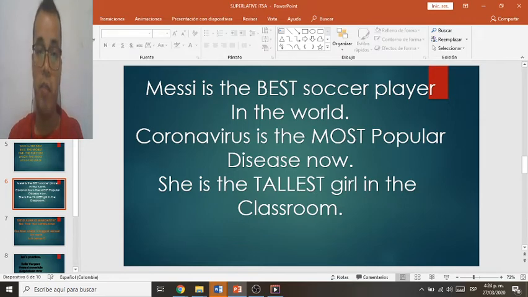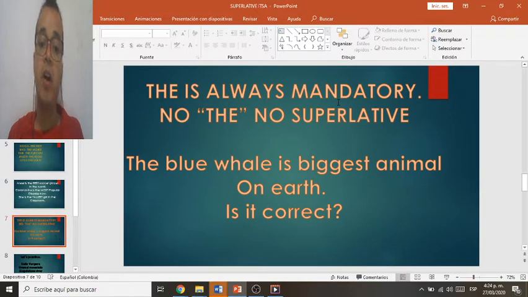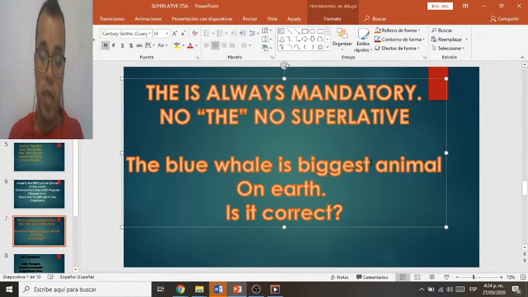Acá vemos los tres. Vemos los que son irregulares, good, the best. Vemos los de 3 sílabas o más, popular, the most. Y vemos los de 1 o 2 sílabas, que sería tall, the tallest. Miren, analícenlos cómo se comportan dependiendo a su estructura. The is always mandatory, as I was saying before. No the, no superlative. Si yo no coloco the, eso no es ningún superlativo, so you need to take it into account.